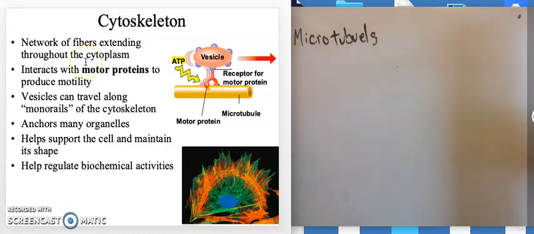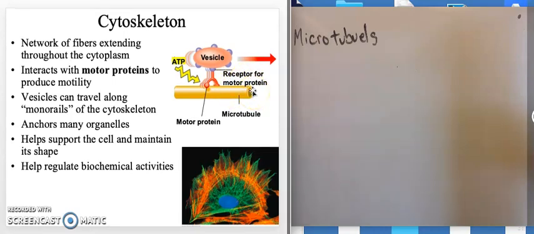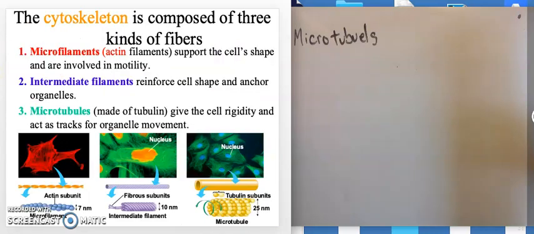So the cytoskeleton helps the cell move along with the help of motor proteins. Motor proteins use energy released from hydrolysis of ATP to change their shape, which allows them to literally look like they're walking around within our cell. So we're going to see how motor proteins with cytoskeletal filaments help the cell move. We're going to talk about each of these. We're going to start with the microtubules.